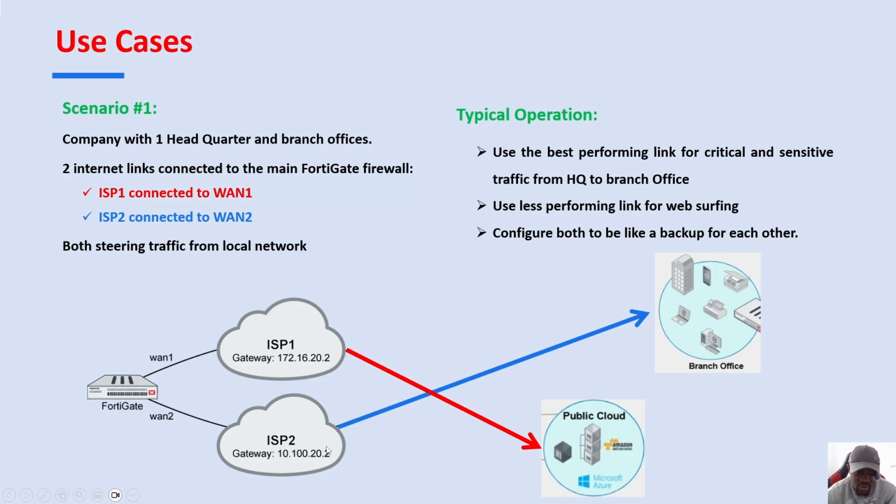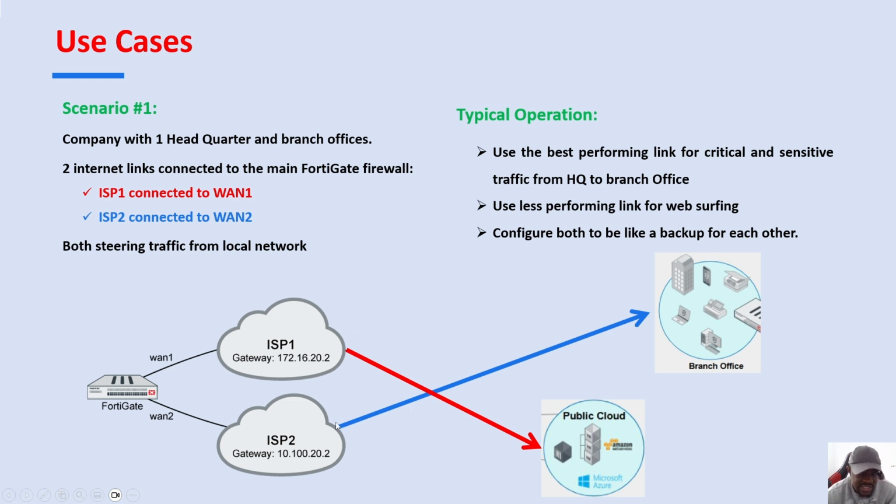Between the two links, if ISP2, for example, in this scenario is the one having the best performance, you use this link to get access to critical and sensitive traffic.